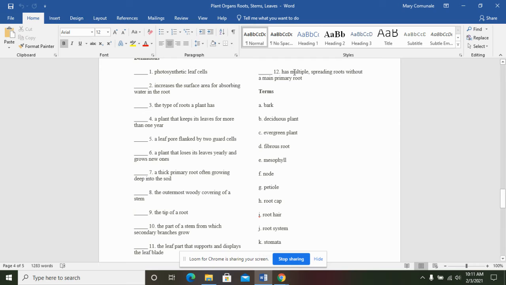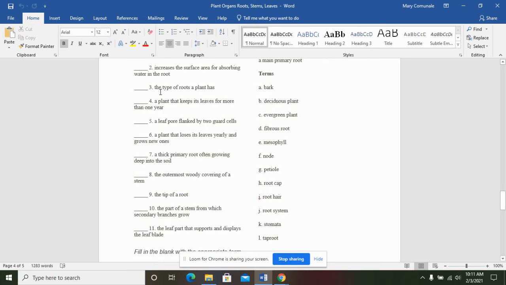Let's go over here to number 12 real quick so that whenever I scroll down, we don't have to come back up. Has multiple spreading roots without a primary root. That one is going to be D, your fibrous root. Okay, so now we can go back over here to number 3, the type of roots a plant has. That one is going to be J, the root system. A plant that keeps its leaves for more than 1 year. Those are going to be your evergreens, your Cs.